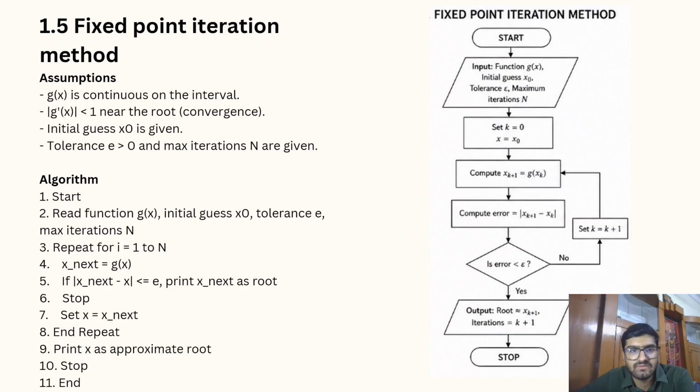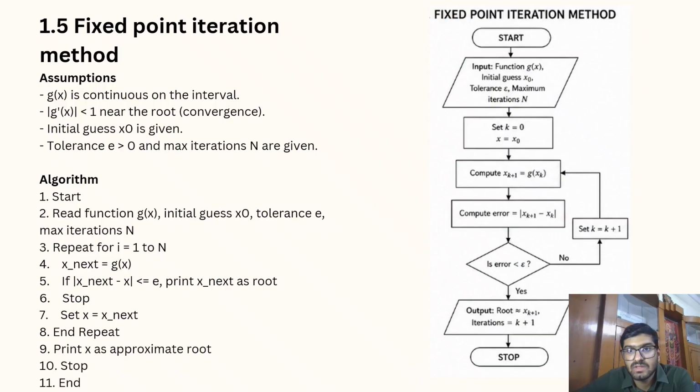The algorithm starts with taking the function g of x, the initial guess x0, the tolerance E, and the maximum number of iterations. Repeat from i equals 0 to n. Then x next is equal to g of x. If x next minus x is less than E, print x next as the root and stop. Else set x equal to x next. Repeat until i equals n, and then print x as the approximate root and stop the algorithm.